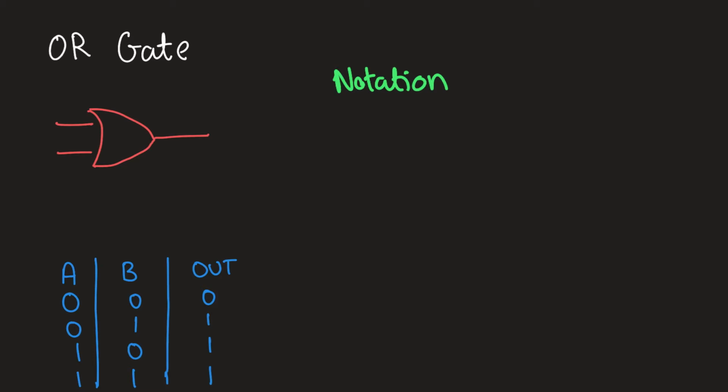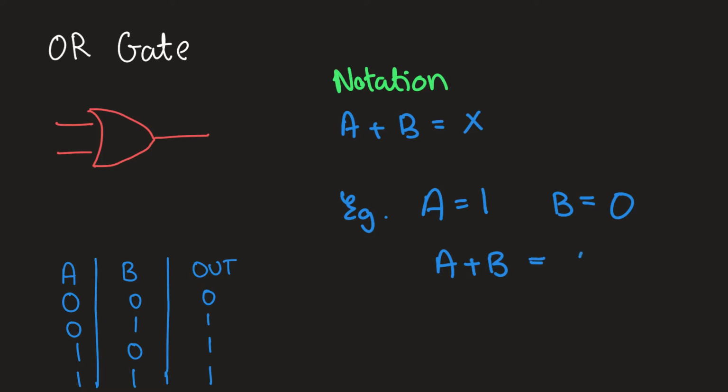So let's see what the notation for this looks like. We have A plus B is equal to X. So if either A or B is 1, then X is equal to 1. Let's look at an example. If A is equal to 1 and B is equal to 1. If A is 1 and B is 0, then A plus B, which is X, will be 1, which is true. Now, I know you could probably say that if both A and B are 1, then our output X should be 2. But no, that just doesn't make sense. This is binary, right? So if both of them are true, then our output will also have to be true.